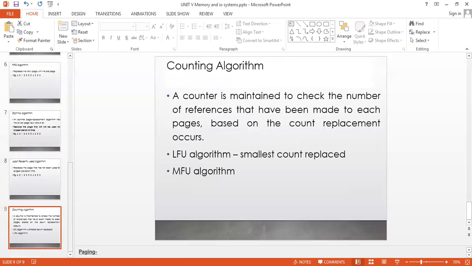The next one is the counting algorithm. A counter is maintained to check the number of references that have been made to each page, and replacement occurs based on the current count. In the LRU algorithm, the smallest count is replaced. That means the page which is not used for the longest period of time has a reduced, small count. The page which is mostly used has a high count. Based on this count, we can replace the page.